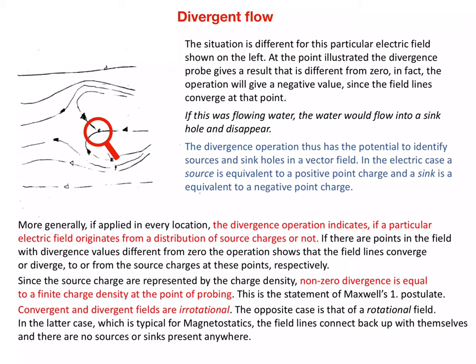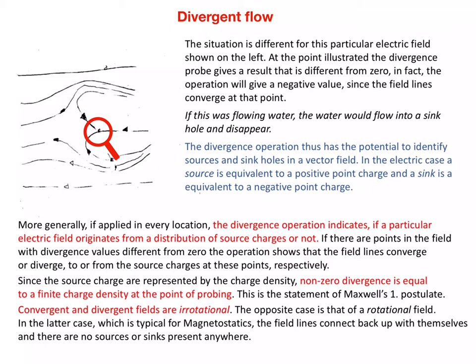The situation is quite different for the electric field shown on the top left. Probing the divergence at the point illustrated by the magnifying glass will give a result that is different from 0. In fact, the divergence probe will give a negative result, since the vector field lines converge at this point. If this was flowing water, the water would flow into a sinkhole and it would disappear. This shows once more that the divergence operation has the potential to identify sources and sinkholes in a vector field.